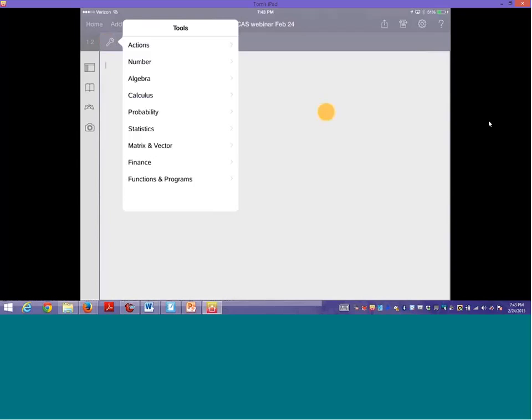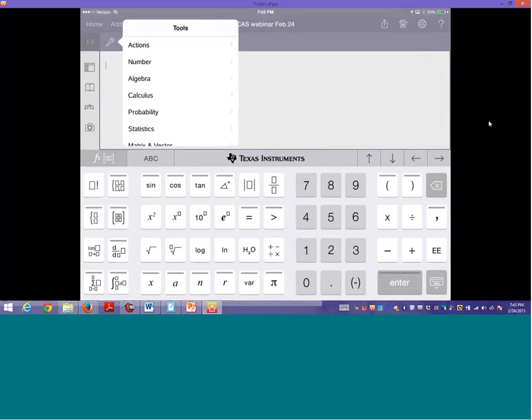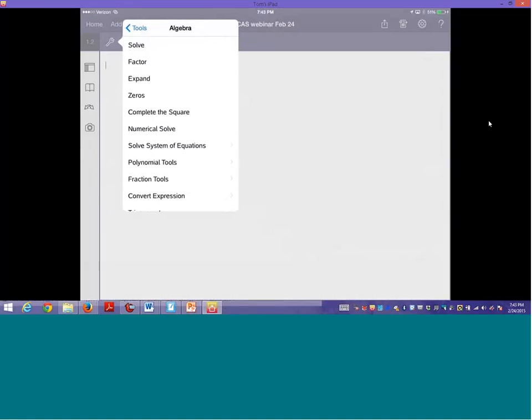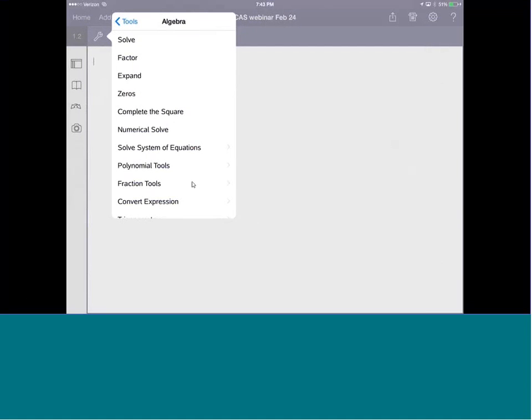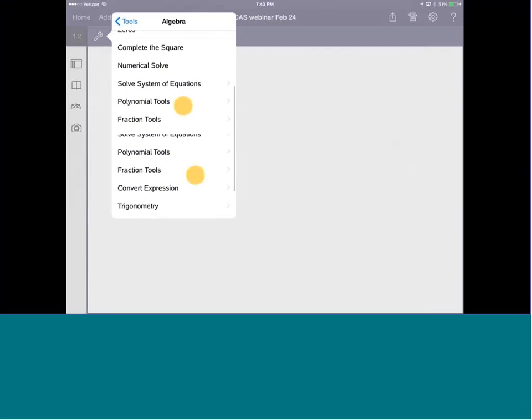So, all right, this is the CAS one. I'm going to tap on the tools. Hopefully you can see an orange circle when I tap on something. And let's look at the algebra menu. You'll notice here I've got solve, factor, expand, find the zeros, complete the square, solve systems of equations. We even have trig, complex, all kinds of things here, okay?